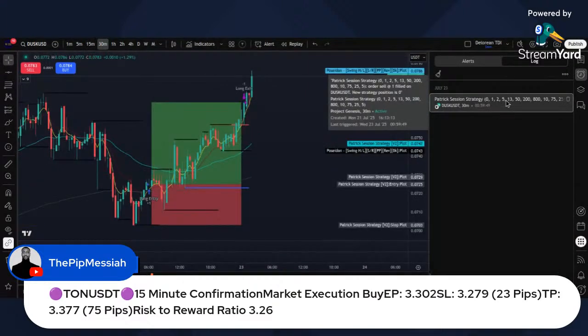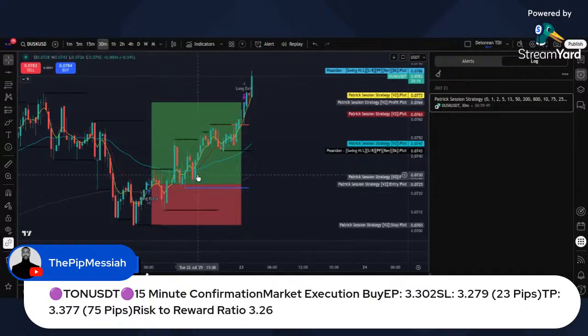Moving on to our next call. This is going to be Dusk versus Tether. Again, this hit take profit. It's called out at 6:30 in the morning yesterday. Straight to profit. And with that, we are now caught up for the morning.